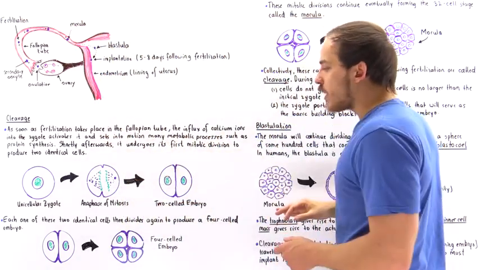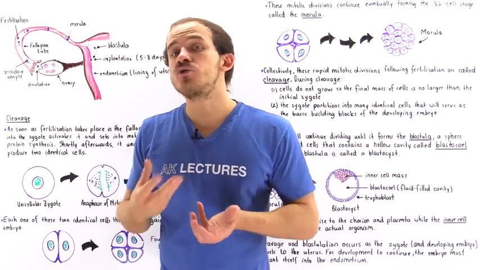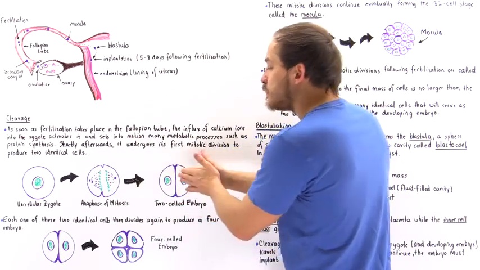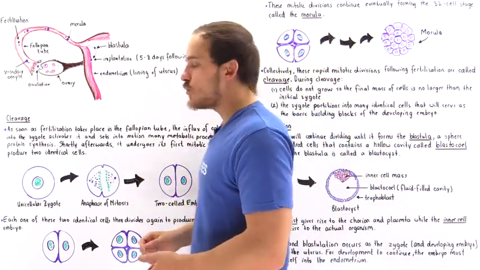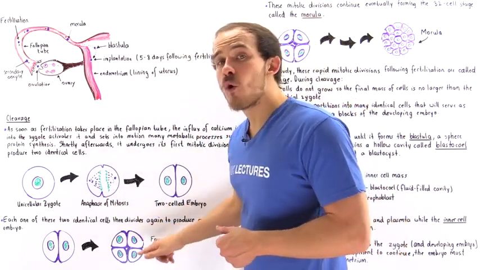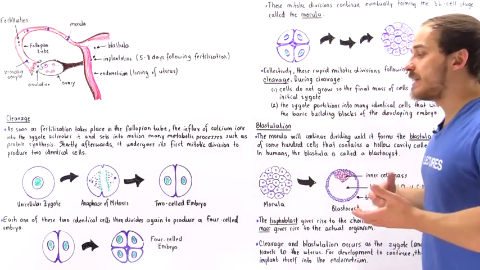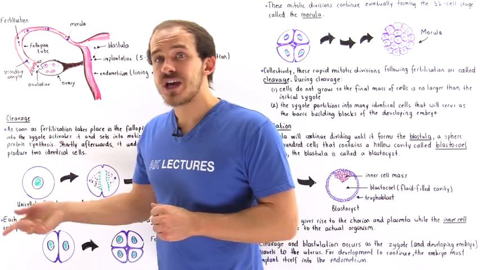Now, following this process, 2 cells are not enough. We have to produce hundreds of cells. And so what happens is these 2 cells begin to divide via the same process, mitosis, so they produce a 4-celled embryo. And so now we have these 4 identical cells that contain the same exact genetic information, and this process doesn't stop here. It continues.